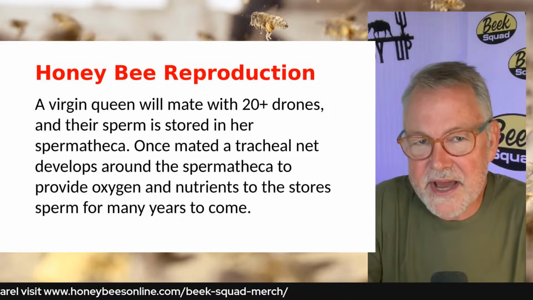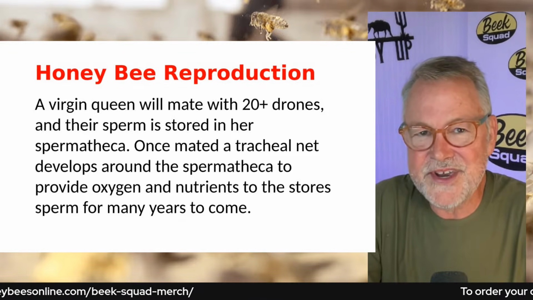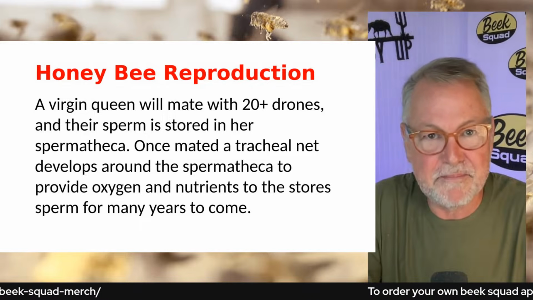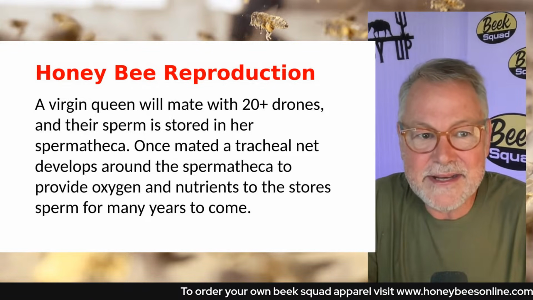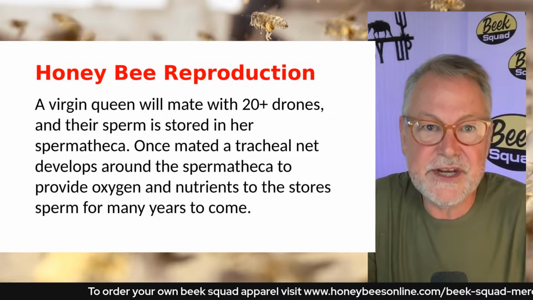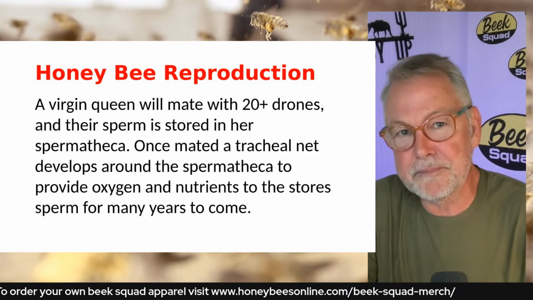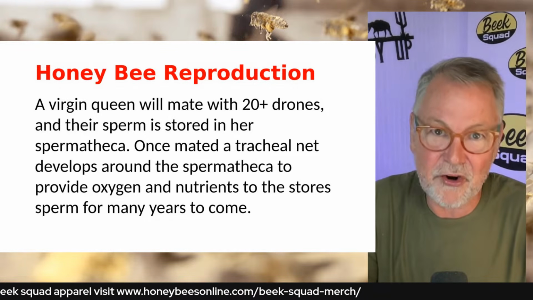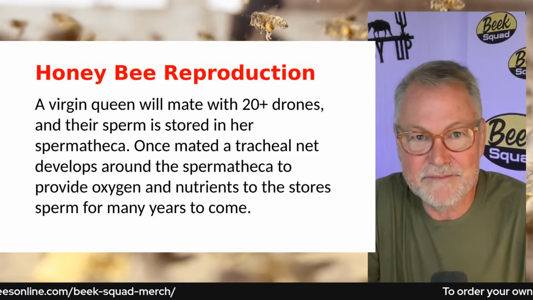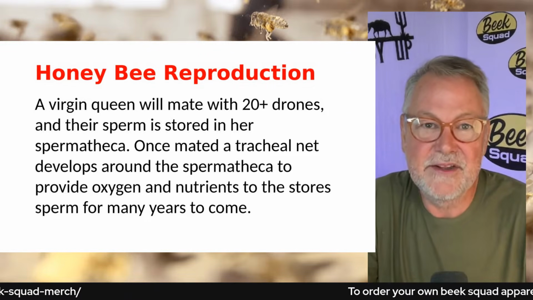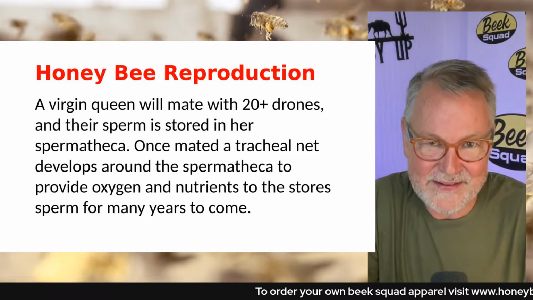Now, this is phenomenal, because once she's mated, this net looks like somebody just wrapped a volleyball net around a ball. And that trachea net is actually providing oxygen and nutrients to the stored sperm in the spermatheca, or else it would die. It's living. It has to be kept fed and oxygenated, and that netting does that. Isn't that amazing?